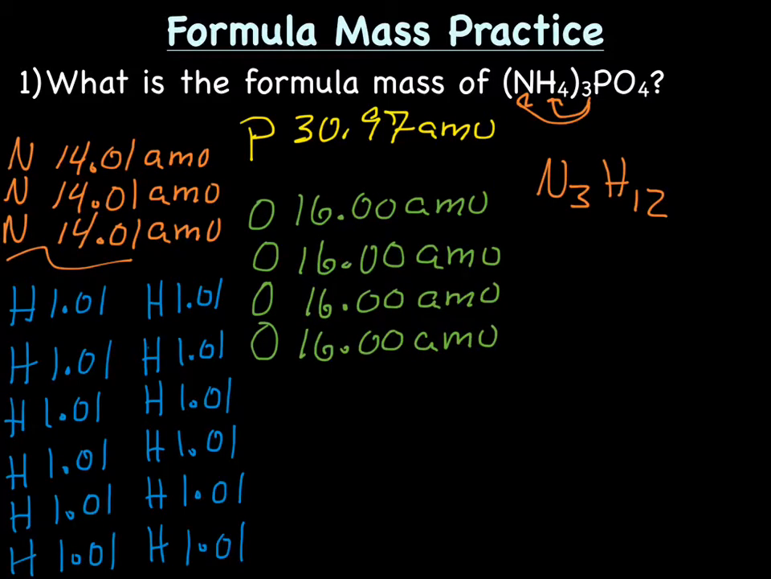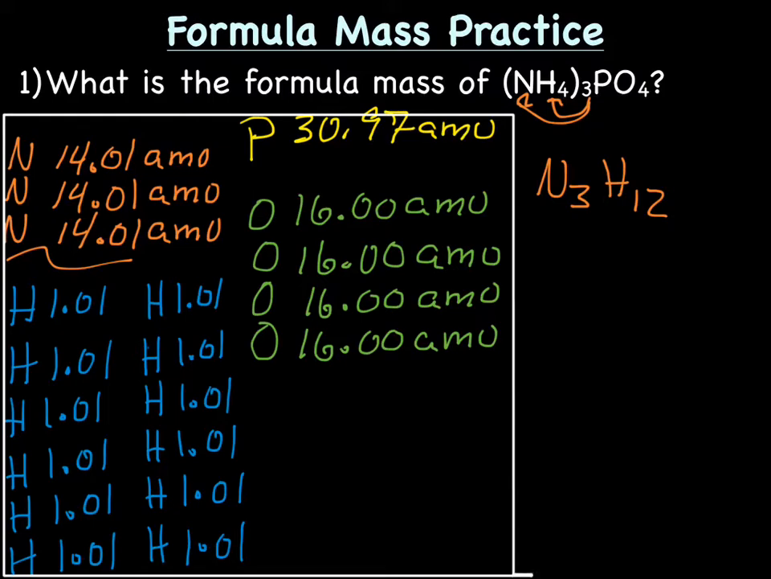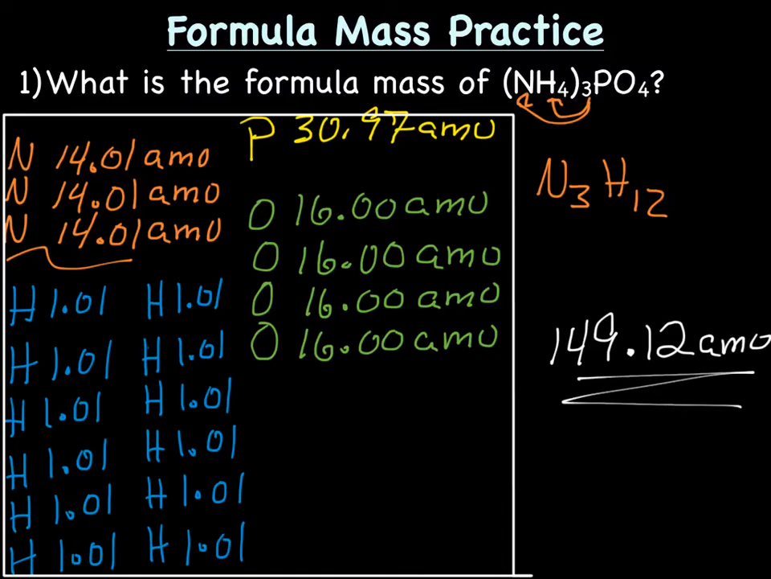Okay, now we need to add all of this up to get the formula mass for ammonium phosphate, and that gave me 149.12 AMU. That's really all there is to formula mass. It's really easy. You just need to be careful when you put your stuff in your calculator.